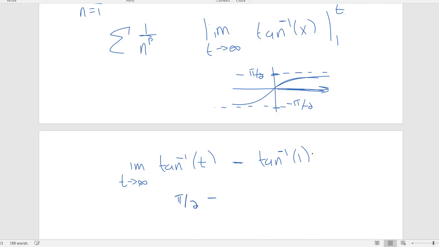And then minus, what's the inverse tangent of 1? What do I take the tangent of to get 1? That's pi over 4. So we're going to get a finite number here. So the integral converges in that case. So since the integral converges, our series converges.